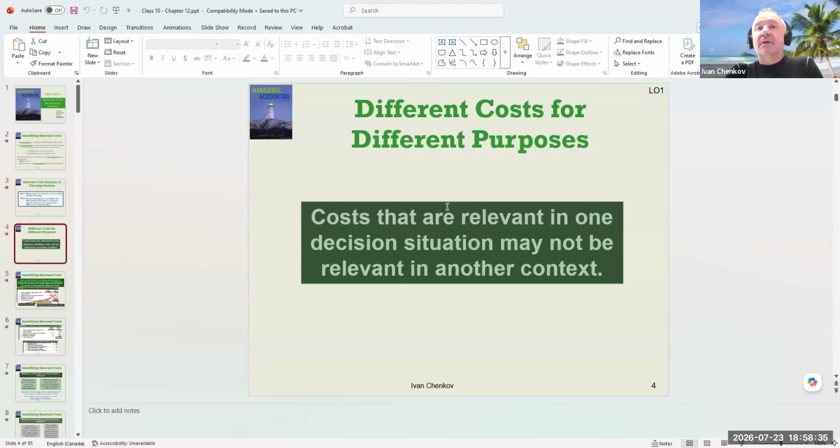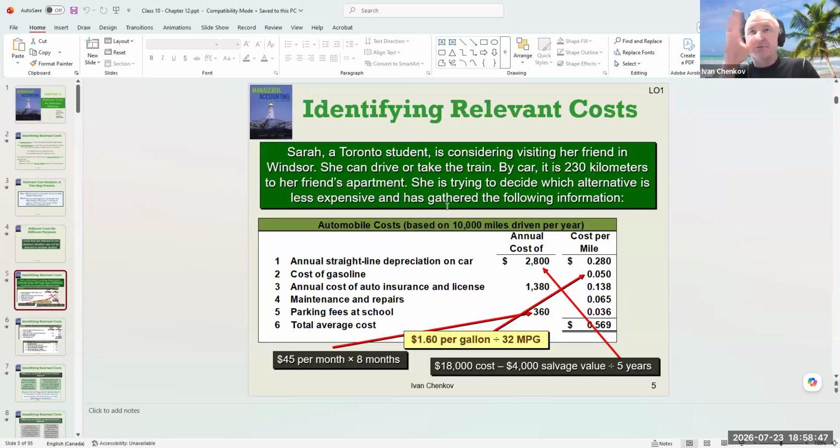First, costs which are relevant in one decision or situation may not be relevant in another context. So we have to be careful about which context we're looking at that cost in. Let's try to help this person. Let's put the scenario first. This person decides to visit a friend and has to travel 230 kilometers going there and 230 coming back.